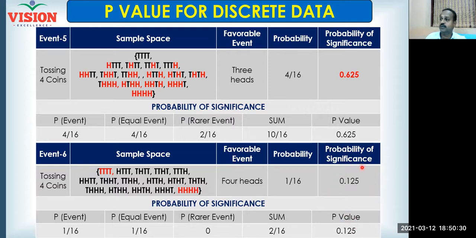Now looking at the p-value, it has become very low compared to all the other cases we have seen, indicating that getting 4 heads while tossing 4 coins is really a significant event, and that the probability of that event becoming significant is 0.125. That means there is a 12.5% chance that you could get 4 heads by random chance. Right? That's the meaning.